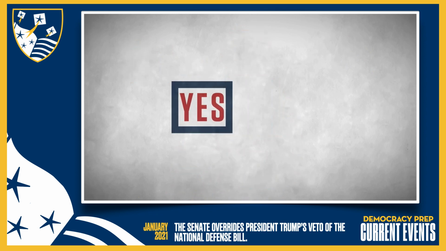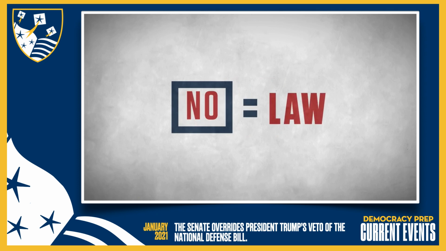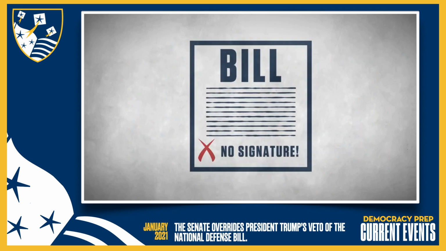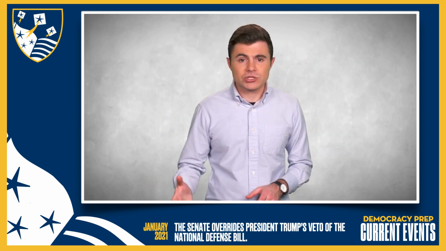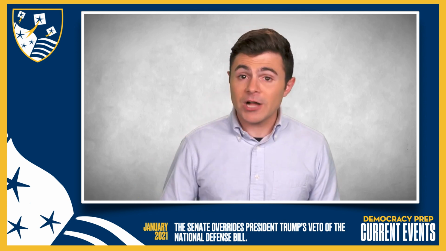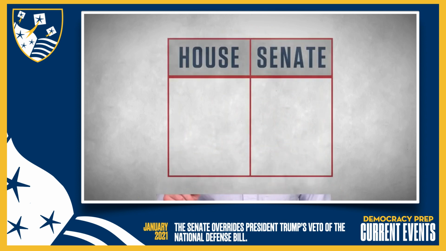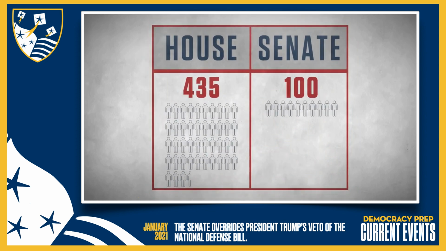If the president says yes, he signs it and it becomes a law. If he says no, well, this is called a veto. In a regular veto, the president returns the bill unsigned to both houses, but he includes a veto message explaining why he disapproves. If Congress still wants to pass the law, they get another chance to vote on it. But for it to override the president, it must be approved by 2/3 of the House and Senate.